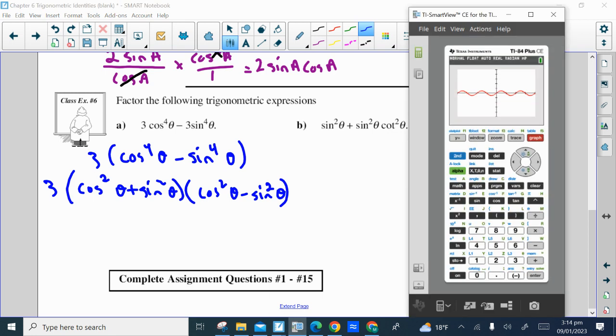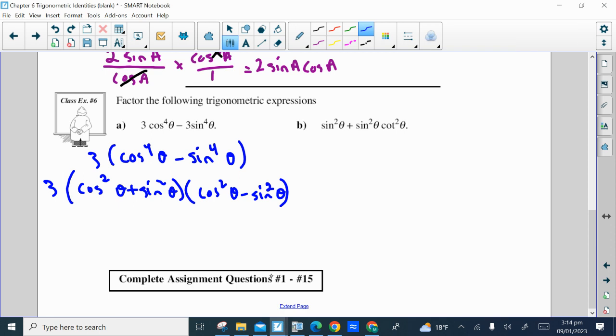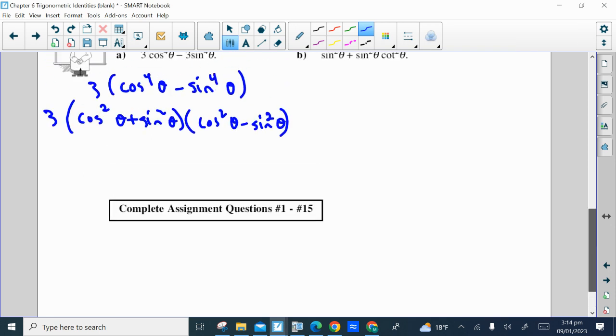Right. That's from our Pythagorean identity. So it'll be 3 times 1 times cos squared theta minus sine squared theta, which actually is difference of squares again. It'll be cos theta plus sine theta, cos theta minus sine theta.